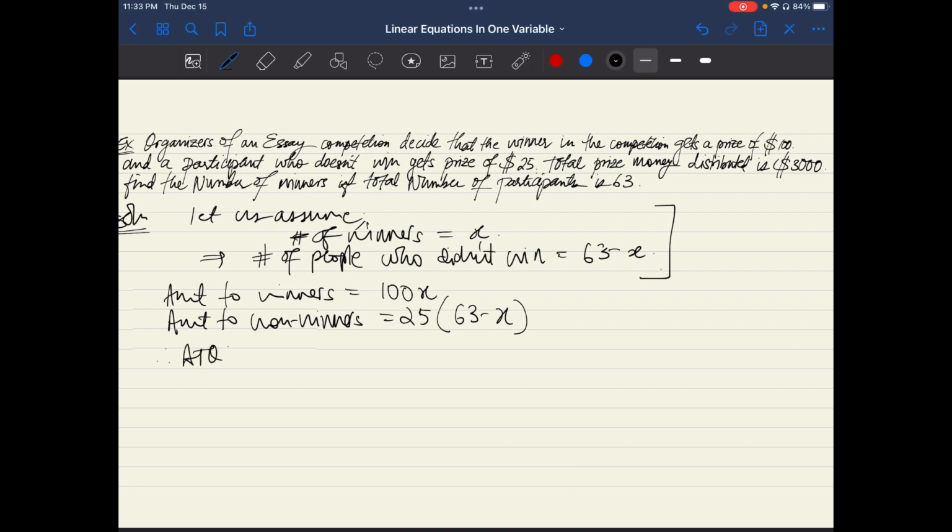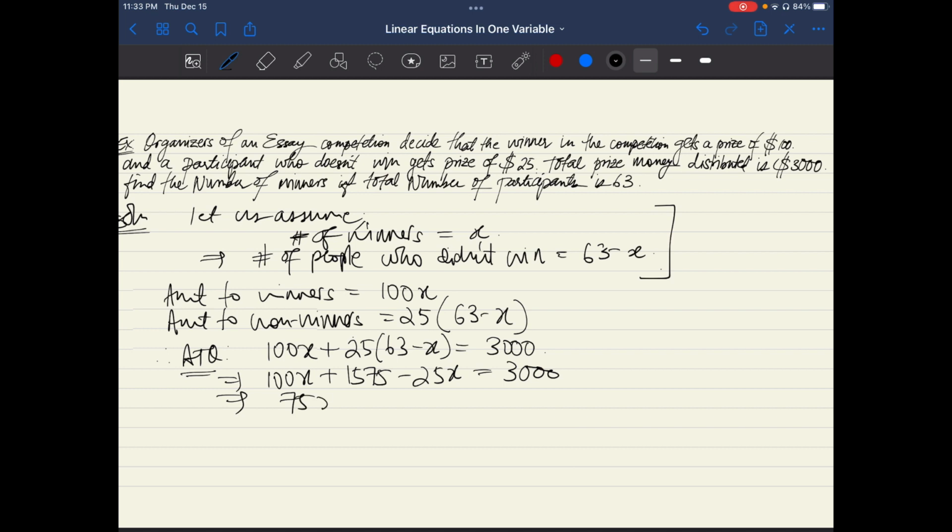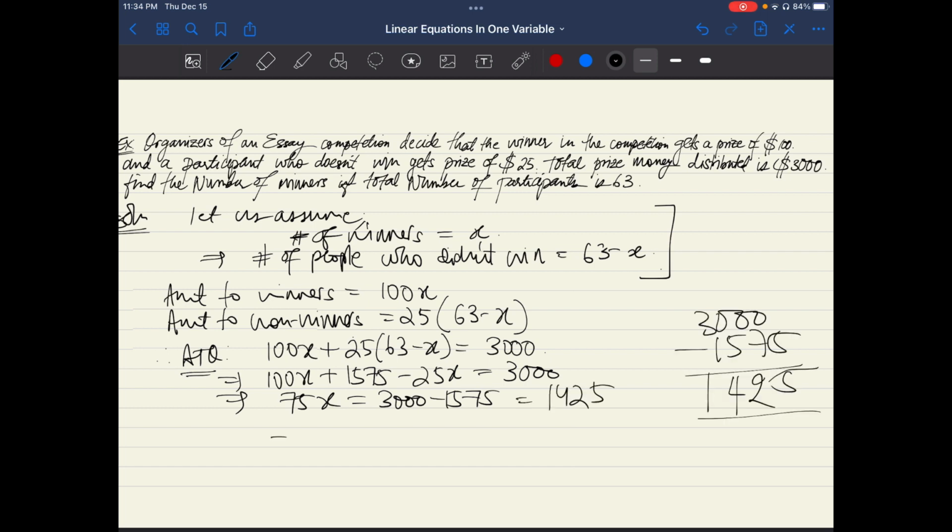Now, therefore, according to the question, we have 100X plus 25 times 63 minus X equals 3,000, since the total prize money distributed was $3,000. So we have 100X plus 1575 minus 25X equals $3,000. Therefore, 75X is 3,000 minus 1575, 1425. Therefore, X is 1425 over 75, which turns out to be 19. Therefore, the value of X is 19.